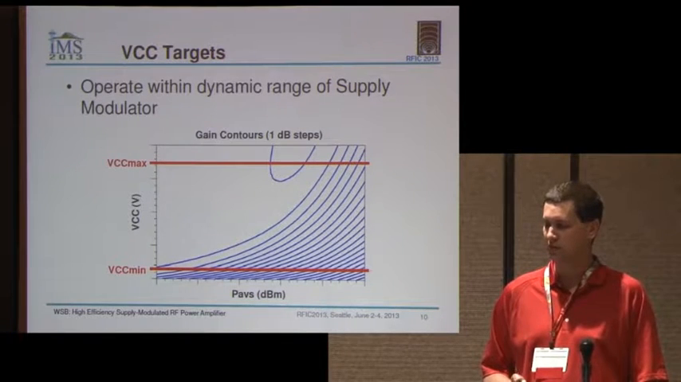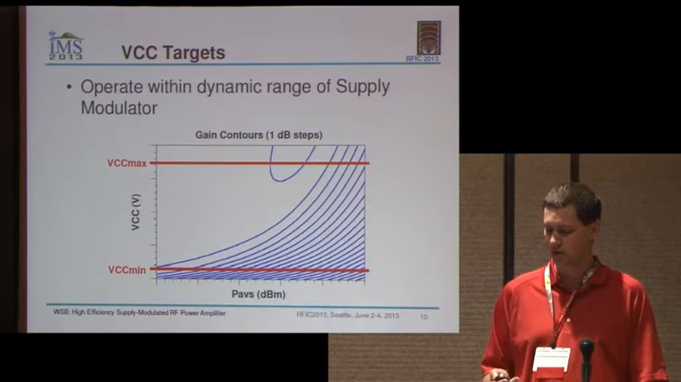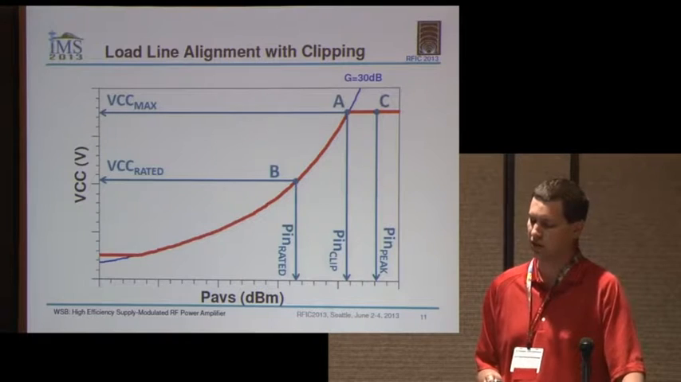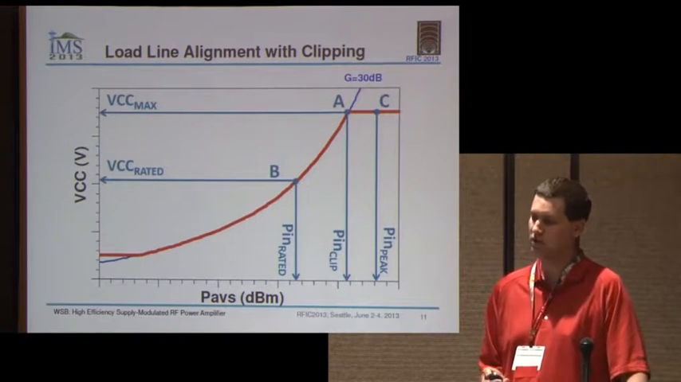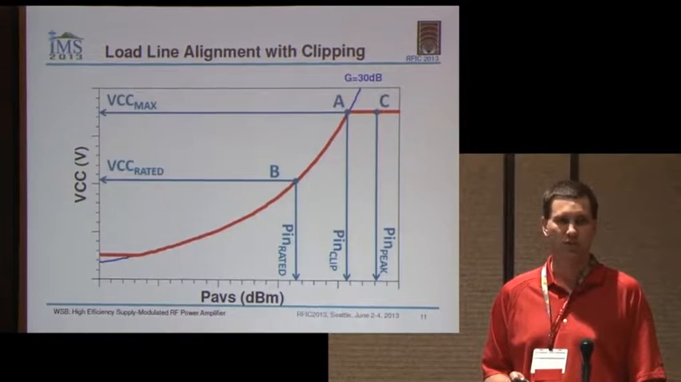I can't go beyond those VCCs. And if the modulation does try to push us there, we are going to clip. So I've got a picture of a little bit of how that happens here on the next slide. This is I picked off the gain equal 30 dB contour from the previous slide.